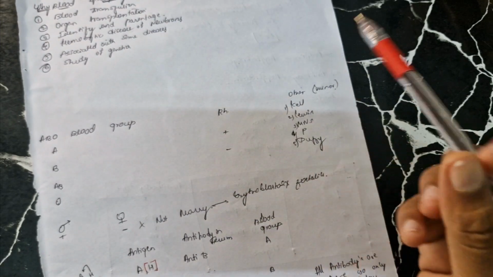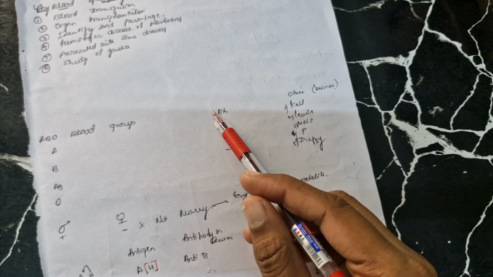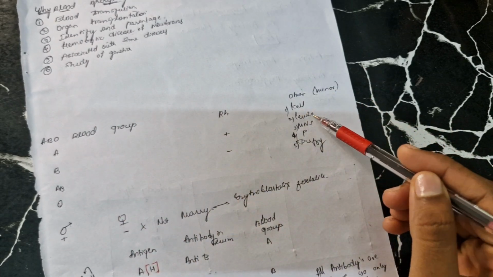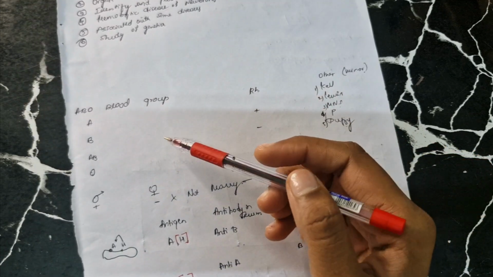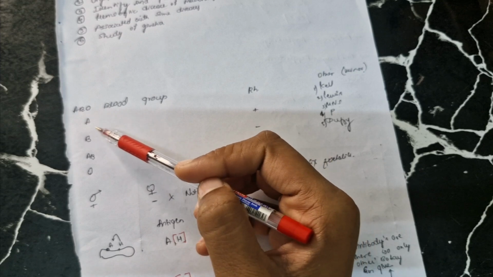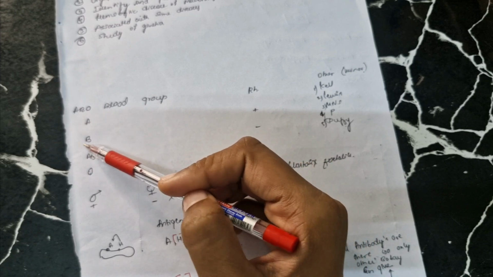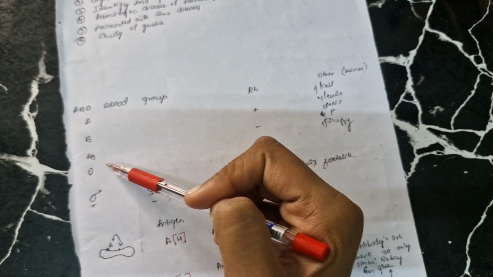There are different types of blood grouping, of which the major are ABO and then RH, and the minor are Kell, Lewis, MNS, P, and Duffy blood groups. In the ABO blood group, we can say there are eight different groups: A positive and A negative, B positive, B negative, AB positive, AB negative, O positive, and O negative.